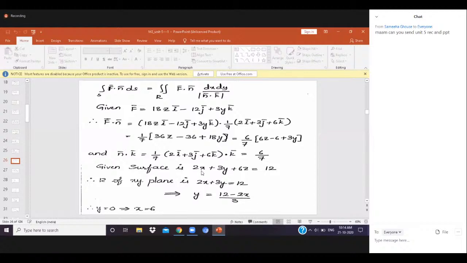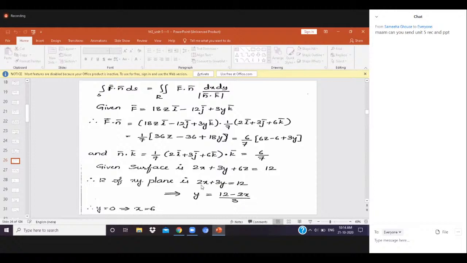Then the given surface is 2x plus 3y plus 6z is equals to 12. Here we need to evaluate the double integral over r, and for that evaluation we need limits also. For that we are taking this surface and projecting it on the xy plane, so z value becomes 0, then it becomes 2x plus 3y equals to 12. In this we calculate the y value, it becomes 12 minus 2x by 3, and this becomes the upper limit, then the lower limit is 0.